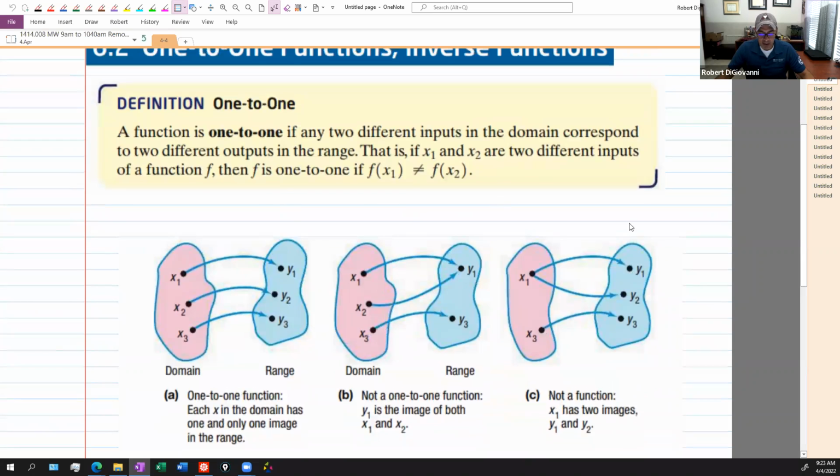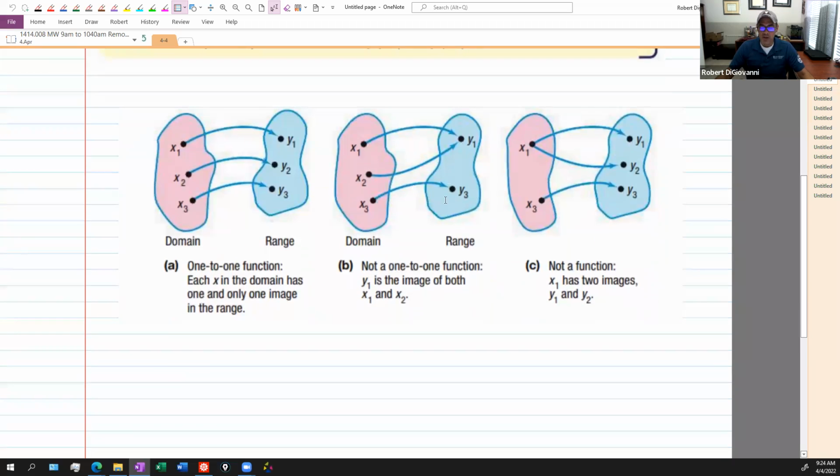So we have some pictures here. A function is said to be one-to-one if any two different inputs in the domain correspond to two different outputs in the range. That is, if x1 and x2 are two different inputs, then it's one-to-one if f of x1 does not equal f of x2. Okay, what? All right, so let me just do it this way.